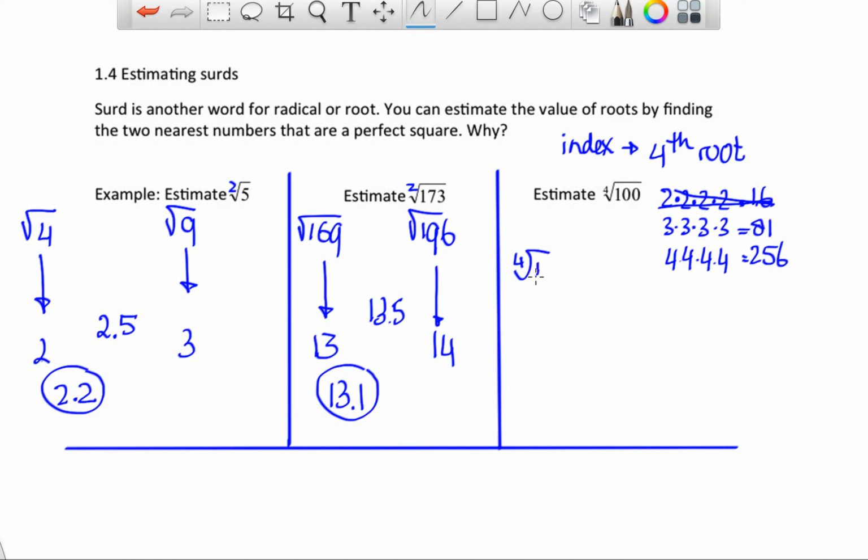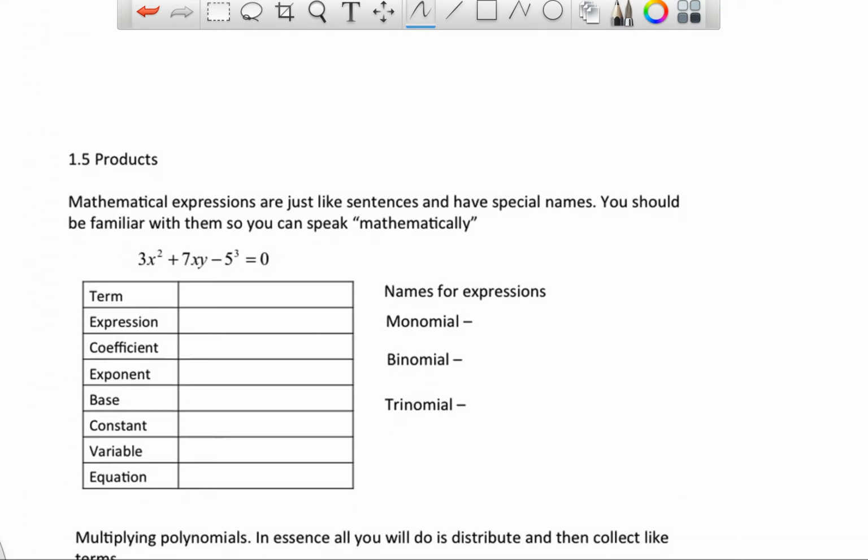So then we can say that the 4th root of 81 is 3, and the 4th root of, not 100, I'm sorry, 256, we know that is 4. I'm going to put 3.5 in the middle, and I'm going to do the same thing. 100 is closer to 81 than it is to 256. It's actually a good deal closer to 81 than 256, so maybe it's 3.2, maybe it's 3.1, maybe it's 3.3. I give credit for all of those. So you should be able to estimate surds by using whole numbers.